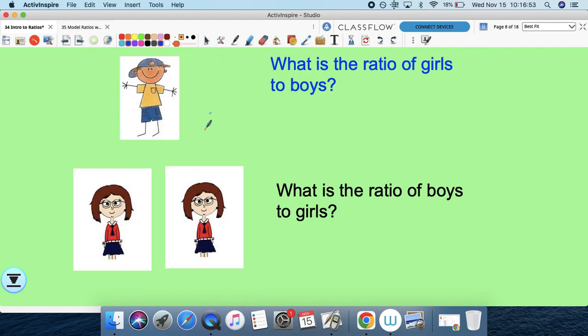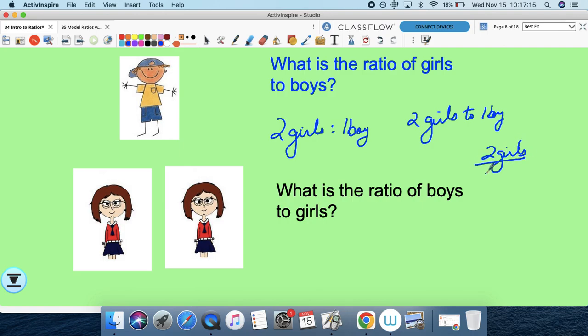Part-to-part ratio. So think about this. What is the ratio of girls to boys? Well, there are 2 girls, so we're going to write 2 girls to 1 boy. Or like we wrote it before, we can write 2 to 1. Or as a fraction, 2 girls, 1 boy.